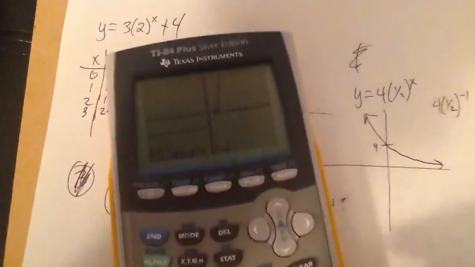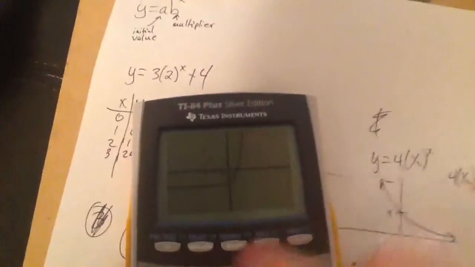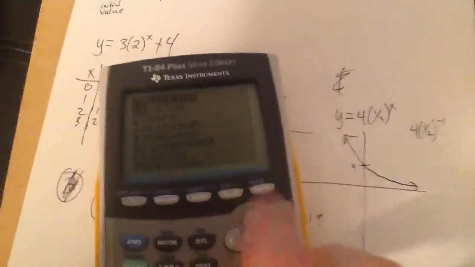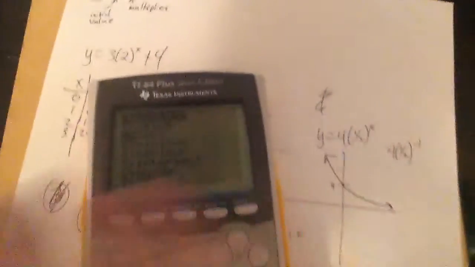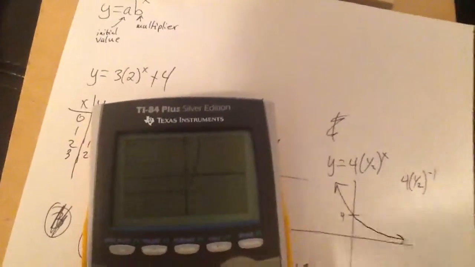So finding zeros in the calculator is pretty simple. Graph it, do calc, zero, go to the left of it, hit enter, go to the right of it, hit enter, go close to it, hit enter again, and it'll tell you. If there's more than 1 zero, you just got to do that process more than one time. Okay, so there's that.